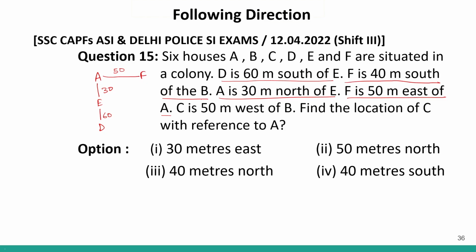F is 40 meters south of B. So B will be above F by 40 meters. I don't have space, so let us say this is 40 meters. Now we are given C is 50 meters west of B. So C will be here. Now we have to find the location of C with reference to A. C is here, A is here, and C is clearly north of A. The distance will be the same as this, so 40 meters north, which is option number 3, will be the correct answer to this question.